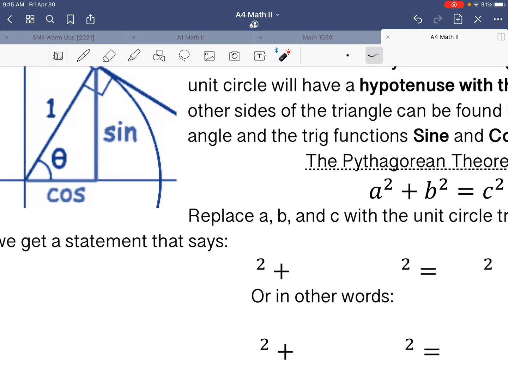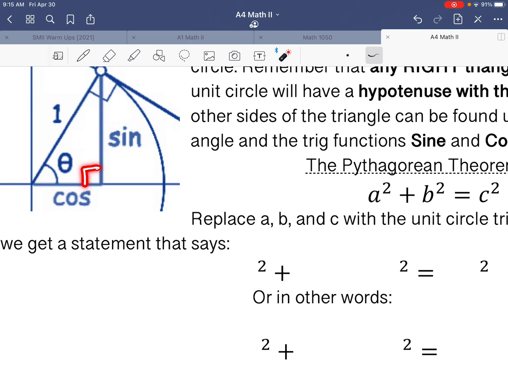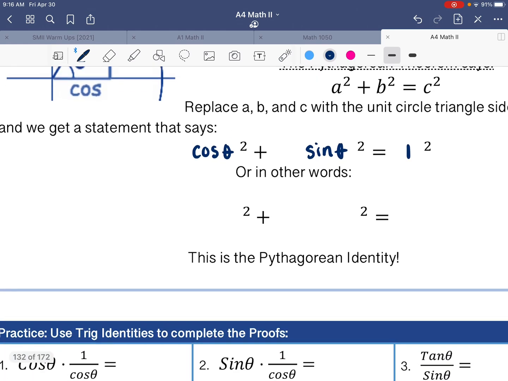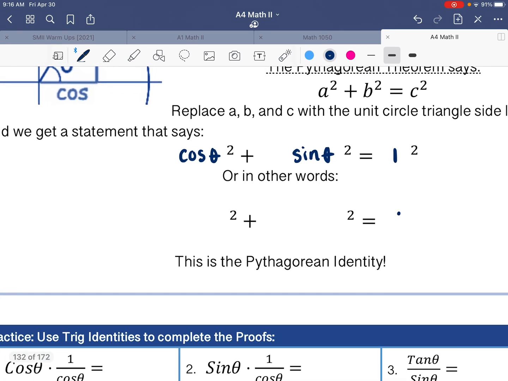So if we were to use the Pythagorean theorem, which we can because it's a right triangle here, that says a squared plus b squared equals c squared, and just replace all the things that we know, this would be like cosine of theta, this would be like sine of theta, and this is like 1, right, because the hypotenuse is 1. But 1 squared, 1 times 1 is just 1, so we're left with this, cosine of theta squared plus sine of theta squared is equal to 1, and that is the Pythagorean identity.